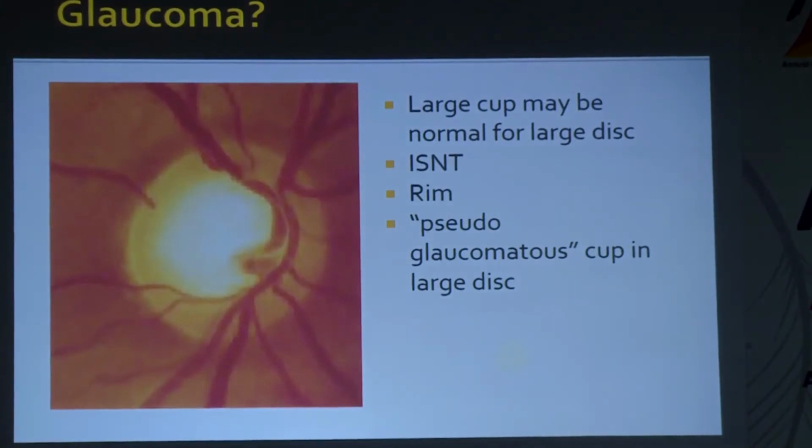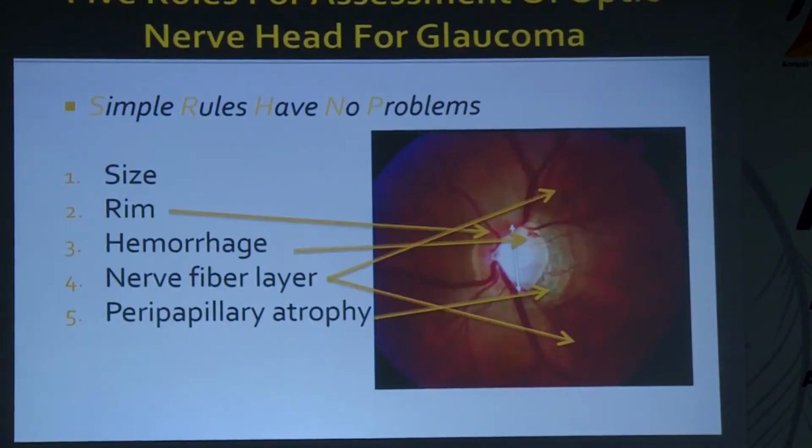Now, when you look at this picture, it is a large cup, but it's also a larger disc, and it's very conveniently following the ISNT rule. The rim looks very healthy, but this is basically a pseudo-glaucomatous cup in a large disc.